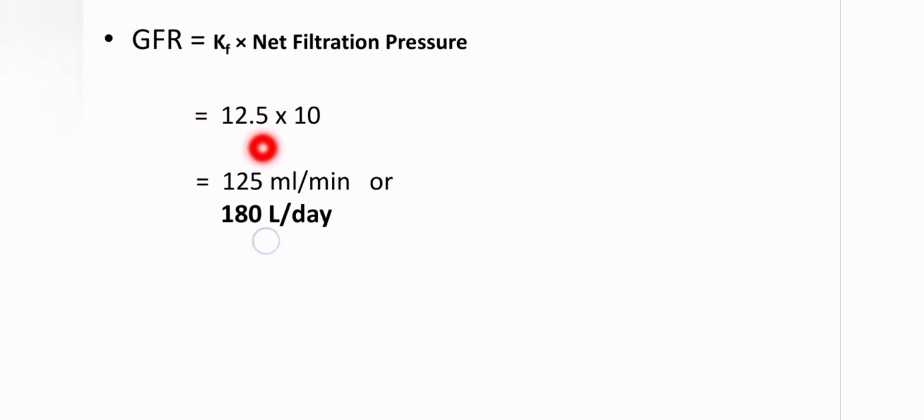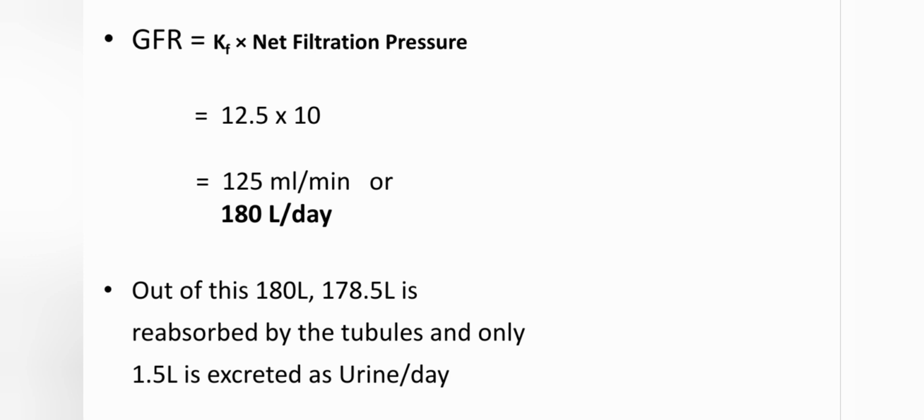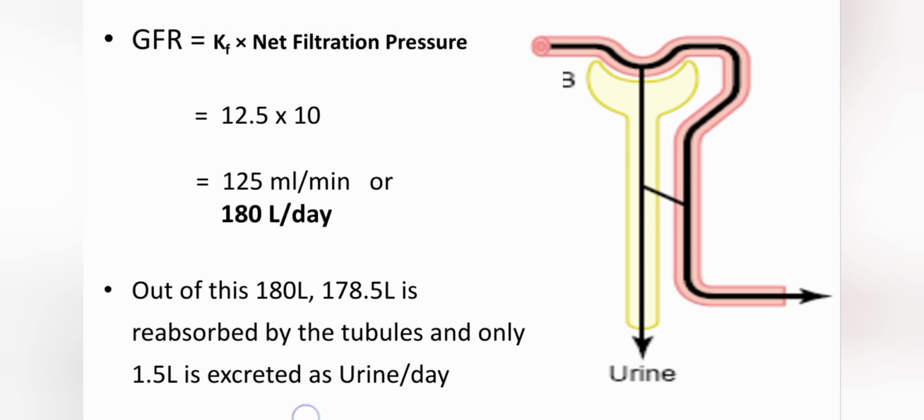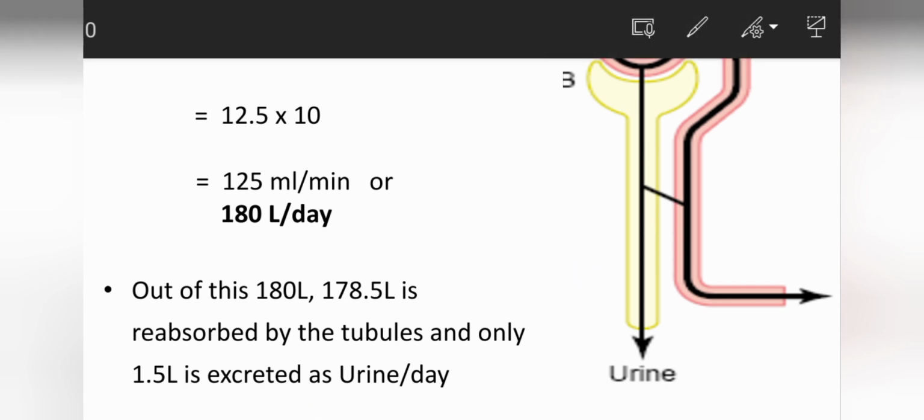This is because the glomerular capillaries have many more pores and are more permeable than the systemic capillaries. The net filtration pressure in the glomerular capillaries is about 10. So 12.5 multiplied by 10 comes to about 125 milliliter per minute. It means that our glomerular filtration rate is 125 milliliter per minute or 180 liters per day. Now out of this 180 liters, about 178.5 liters is reabsorbed, and about 1.5 liters is excreted as urine per day.